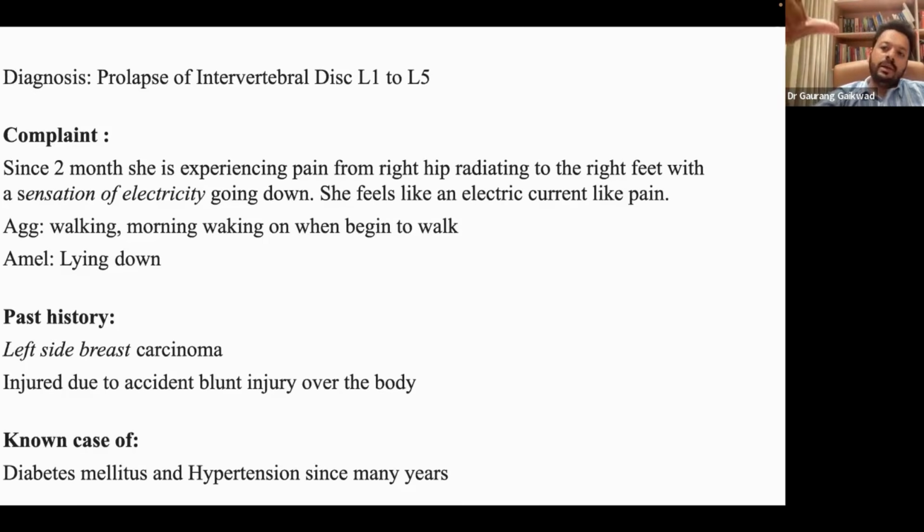So that's why the importance of past history is important. Past history is not just to note it as a part of the case record form, but it very often helps you in your prescriptive totality, and also helps you with the prognosis of the case and understanding the case at a much deeper level.